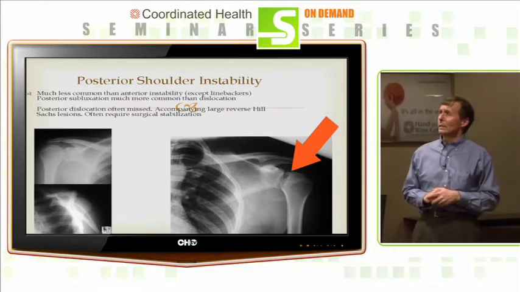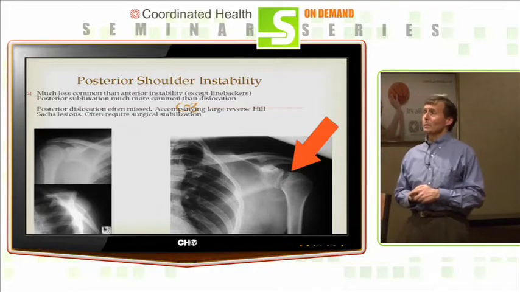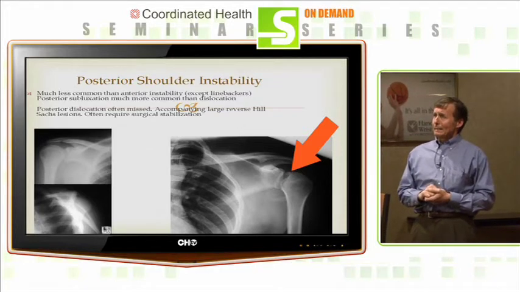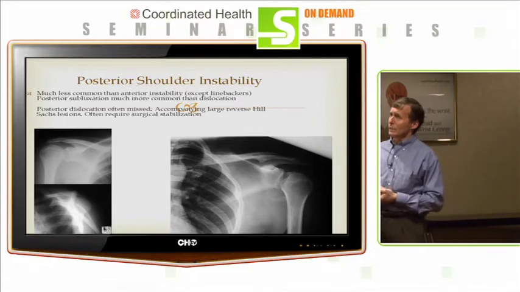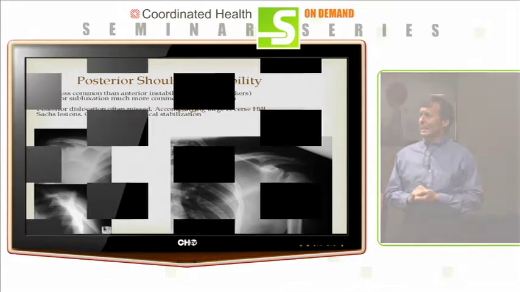In the athletic population, I see it in linebackers. Very common, more so than anyone else. Posterior shoulder subluxation is more common than dislocation. So what is a subluxation? It's where the shoulder slips out and pops back in. See that in lots of athletes.